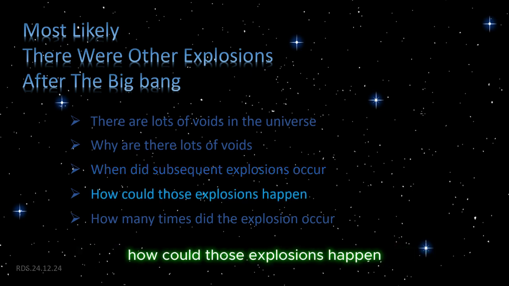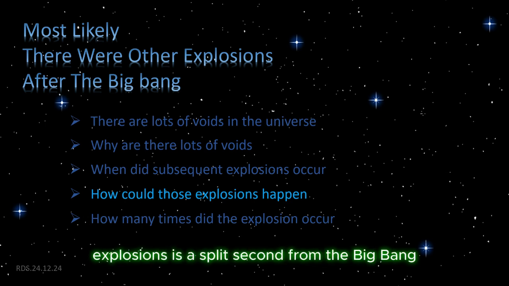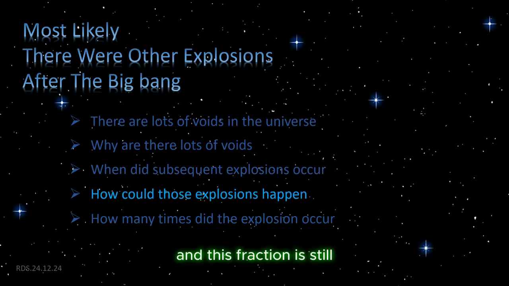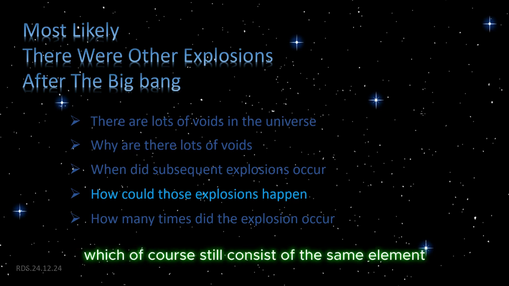How could those explosions happen? If the time of these subsequent explosions is a split second from the Big Bang, then it is possible that what exploded was a fraction of the substance in the first explosion. And this fraction is still the same substance as in the first explosion, which of course still consists of the same elements, in the sense that decaying has not occurred.